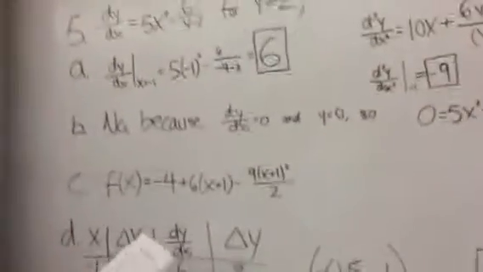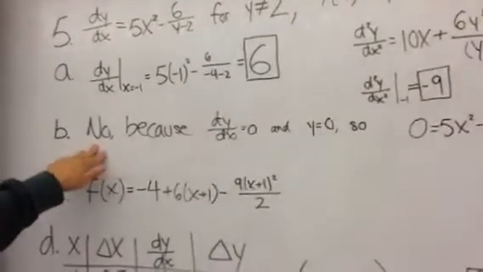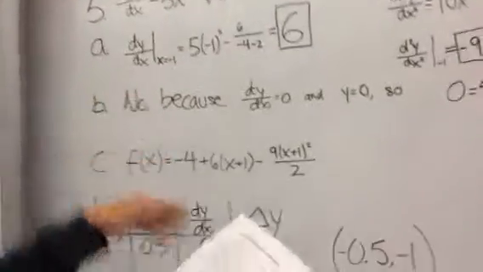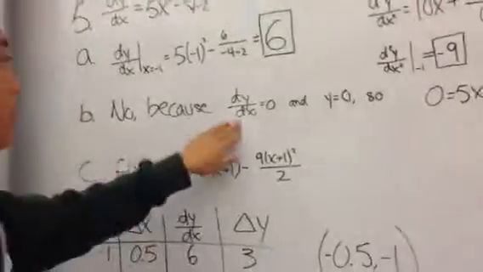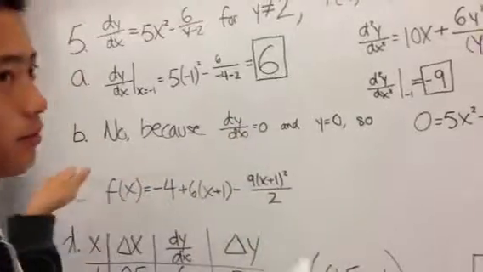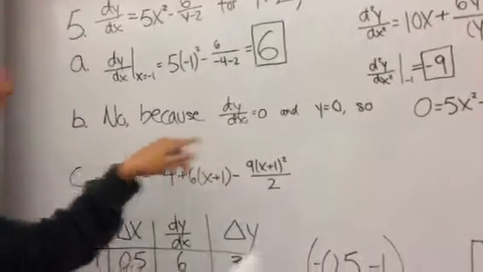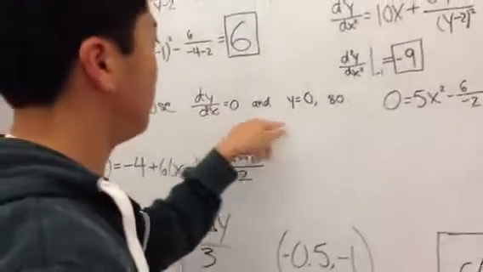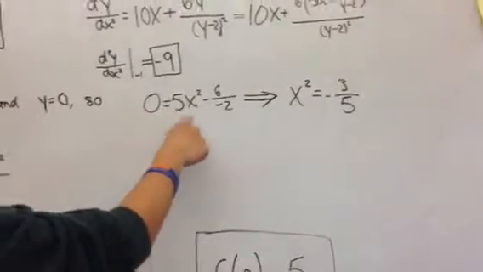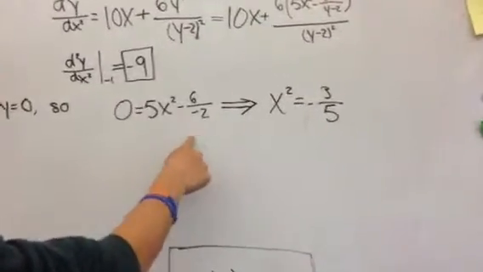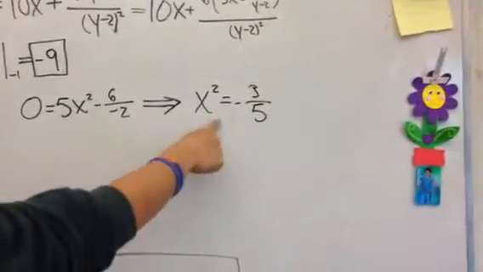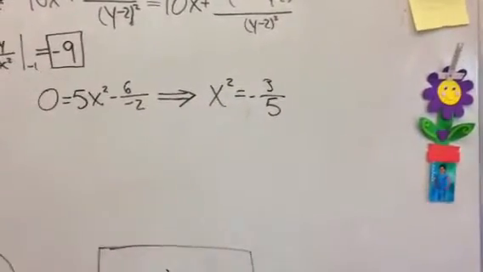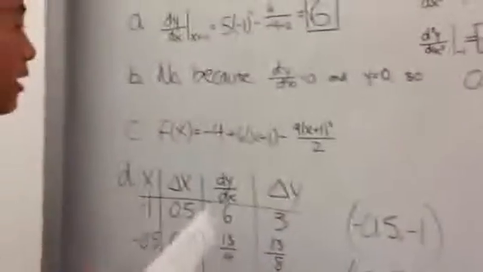For part B, it asks if it is possible for the x-axis to be tangent to the graph of f. If it were tangent, then dy/dx would equal 0 because the graph would be horizontal, and y would equal 0 because it would be the x-axis. If you plug 0 and 0 into the dy/dx equation, you get 0 equals (5x squared minus 6) over -2, which simplifies to x squared equals 6/5, which is not possible for... so the answer is no, it can't be tangent to the x-axis.